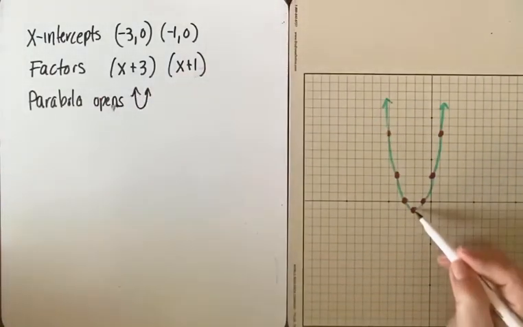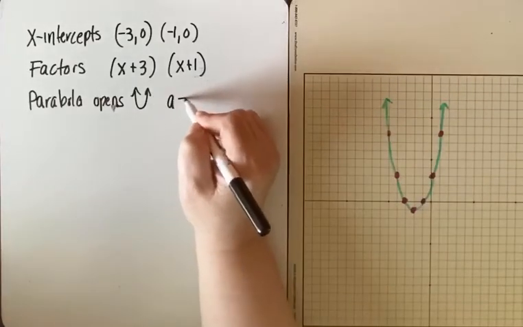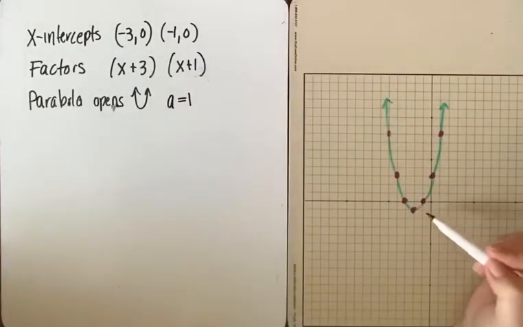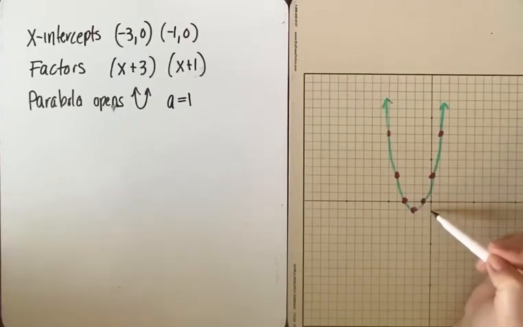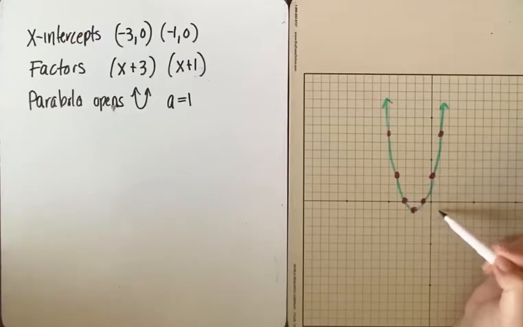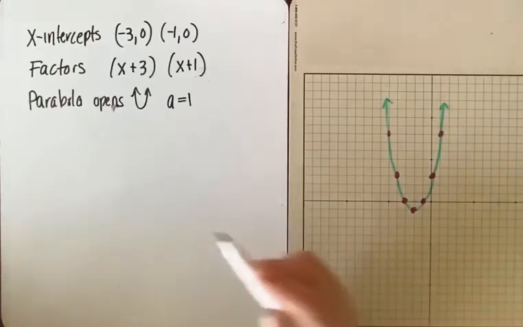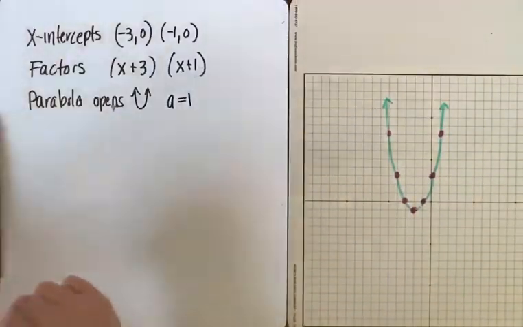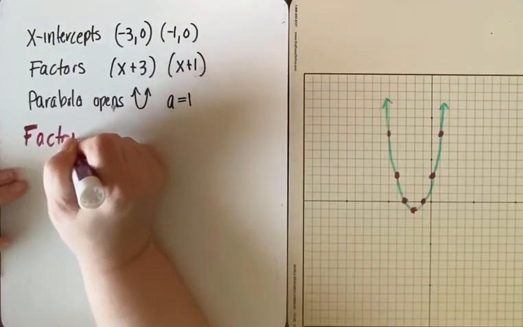And if we put our pencil at the vertex, if we go to the right one and up one, we can see that the A value is 1. What I mean is that if we continue on there with our square, if we go over 2, 2 squared is 4. If we go back to the vertex, over 3, 3 squared is 9. It has that square pattern. From this, we have enough information now to be able to write factored form.